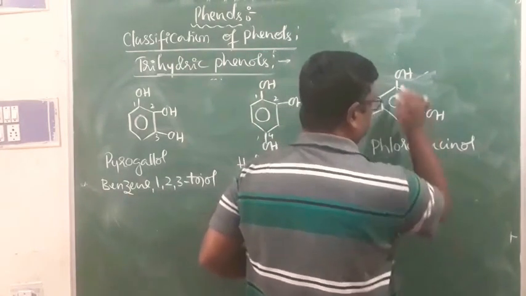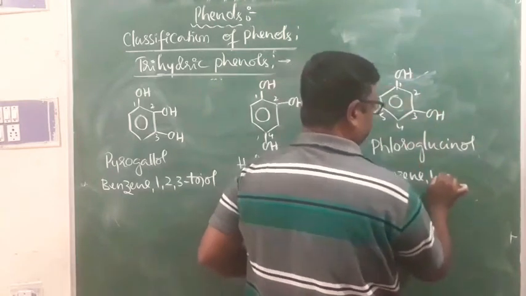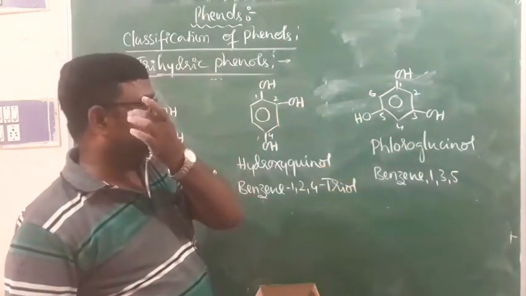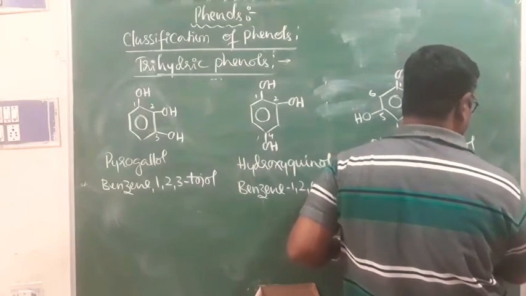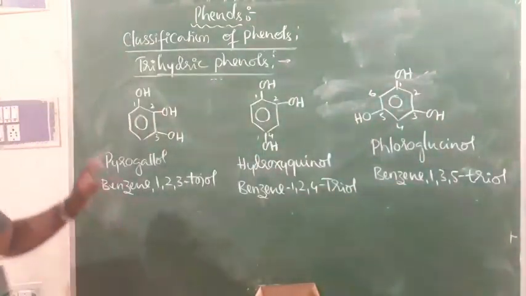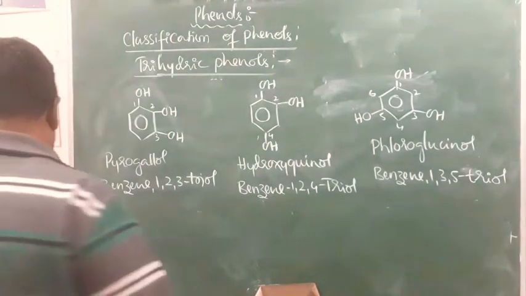1, 2, 3, 4, 5, 6. 1, 3, 5, because we have OH groups at the first, third, and fifth carbon atoms. Benzene 1, 3, 5 triol, and this is what we call the IUPAC name of phloroglucinol. These are the examples for trihydric phenols, right?